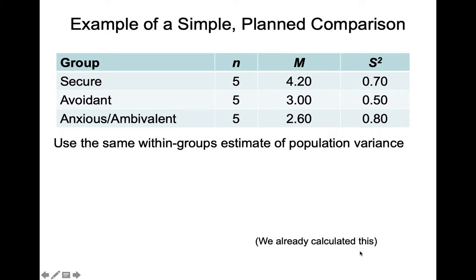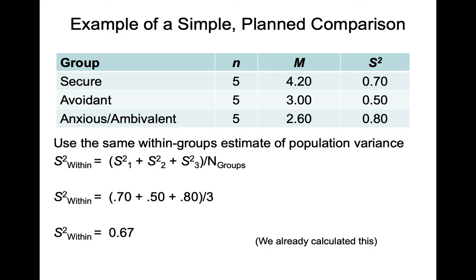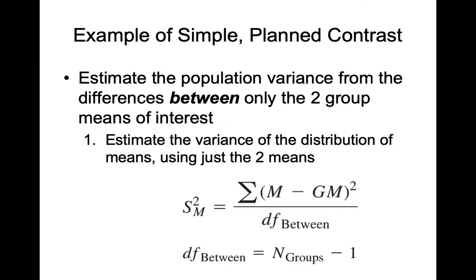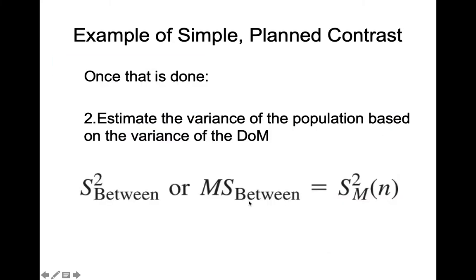So, okay, animation. We're just going to use the same within groups estimate of variance. Recall we already calculated this. So that was our formula, that was our procedure, and this step, it's already done. So when doing a simple planned comparison, the first step is already done. We're just going to use our within groups estimate of variance. The second step, though, we have to do, where we have to estimate the population variance from the differences between only the 2 group means of interest. So we're going to use this between groups approach, but we just have to redo this formula and this calculation based on only the 2 group means of interest. So there's, again, step 1 of that and then step 2.